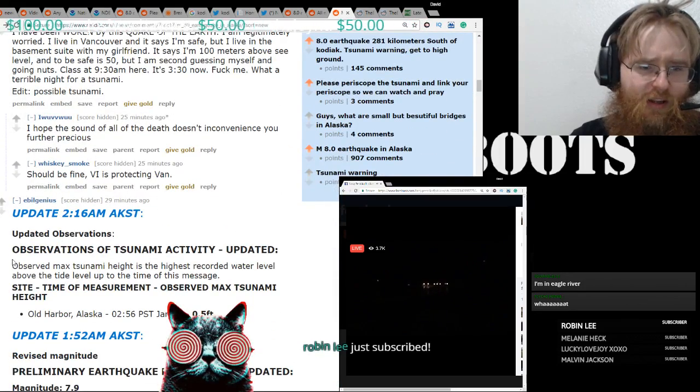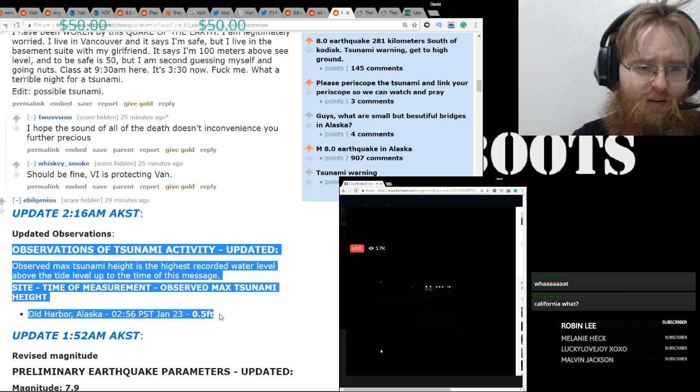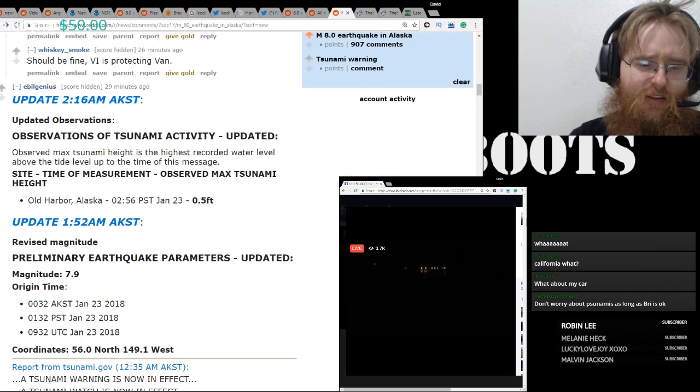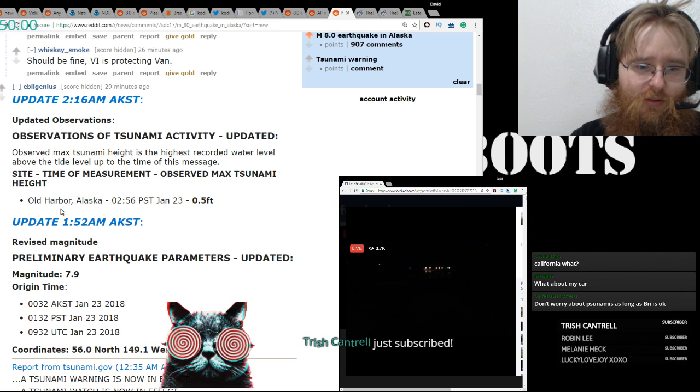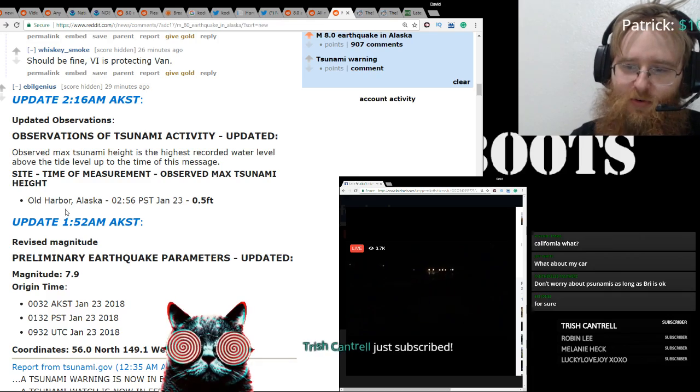Let's see here. According to this, observation of tsunami activity of 0.5 feet off of Old Harbor, Alaska. So that's not too bad. 6 inches.